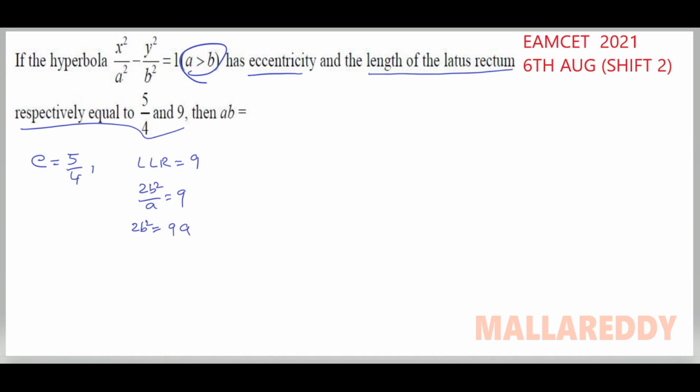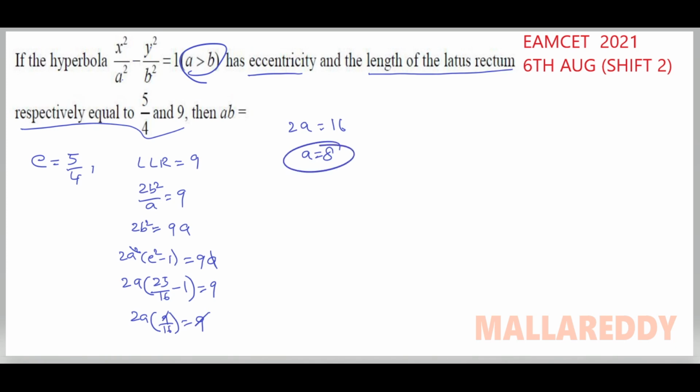For hyperbola, the b² value is a²(e² - 1), so 2a²(e² - 1) = 9a. One a cancels. That is 2a into (e² - 1), e is 5/4, that is 25/16 - 1 = 9. That is 2a into (25 - 16)/16, that is 9/16 = 9. Both sides 9 cancel. So 2a = 16. From this, a is equal to 8.